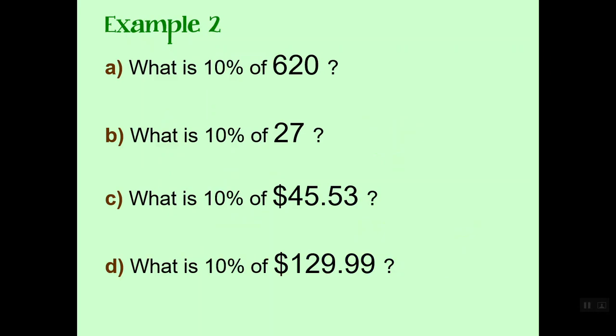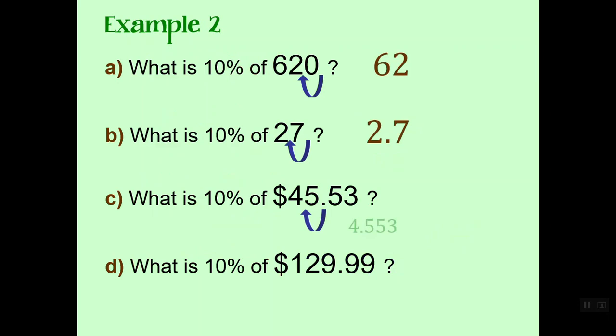What's 10% of 620? We're going to move that decimal spot one place over, and the answer is 62, and it's as easy as that. You can do that right in your head. What's 10% of 27? We're going to move that decimal spot one spot over to the left. Our answer is 2.7.